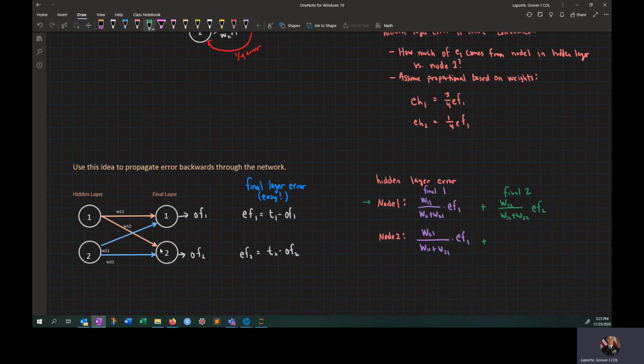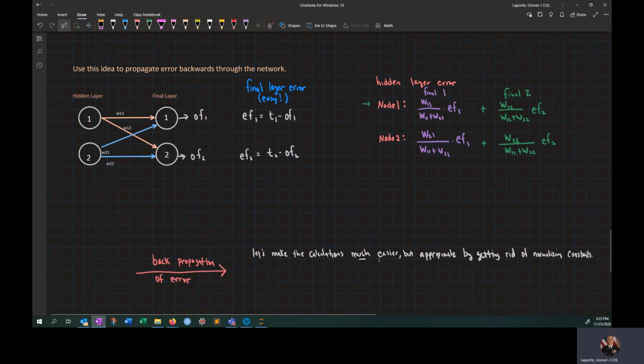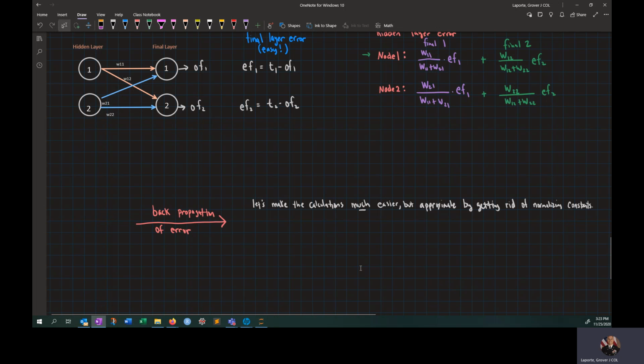All right, and then the part that's attributed to node 2, right? Because we're talking about that down here, is W22 divided by, let's see, W22 plus W12. And then all multiplied by the amount of error that's in there, so EF2. Okay, so technically, this would be what we would try to proportion back, right? So technically, this would be our error term for the hidden layer. Assuming that proportions do exactly what we want them to do, but we're going to let the calculations be a little bit easier on us.